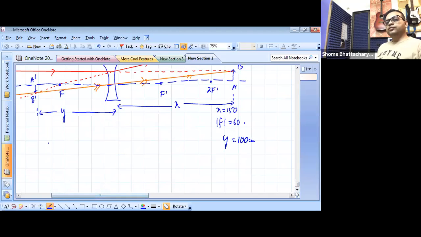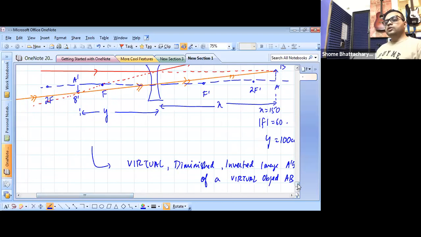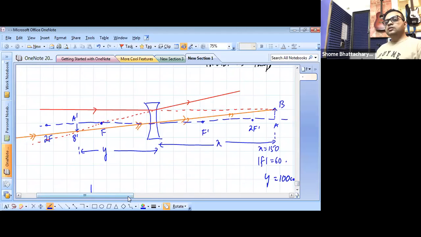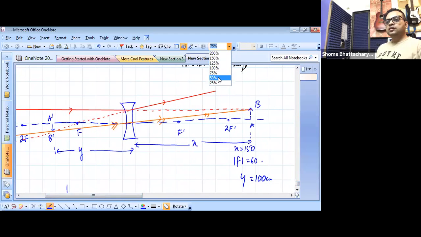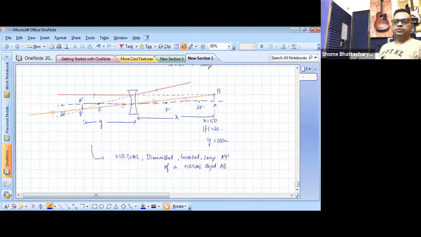So this is an example of a virtual, diminished, inverted image A prime B prime of a virtual object. Now, this kind of situation is not possible for a converging lens. In a converging lens, a virtual object always gives you a real image. But in the case of a diverging lens, a virtual object can also give you a virtual image. This is the ray diagram corresponding to it, and I'll show you the calculation corresponding to it above.